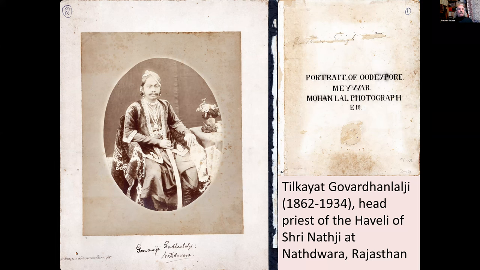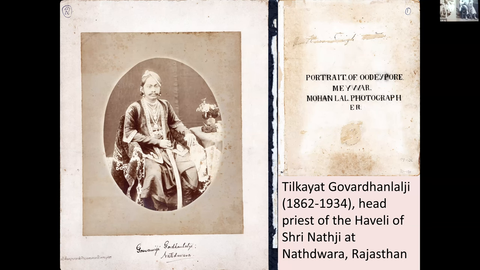Here is the inscription we saw before. And it says, Goran Lalji from Natwara. This gentleman, Tilkayat Goran Lalji, was the head priest of the Haveli or temple of Srinathji at his home of Srinathji, Natwara in Rajasthan.